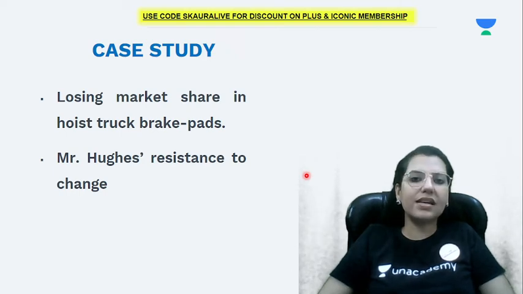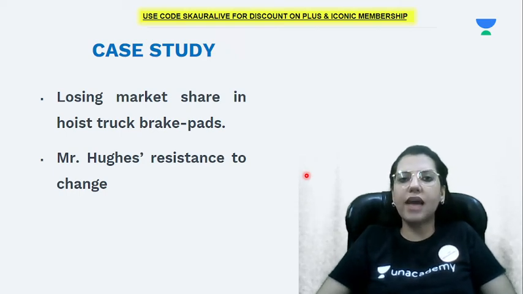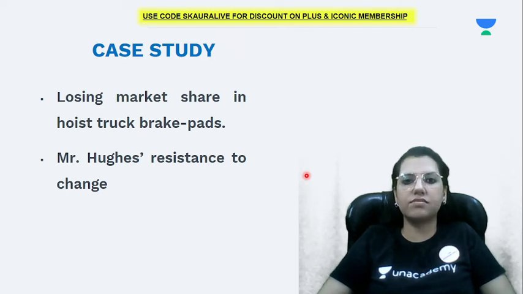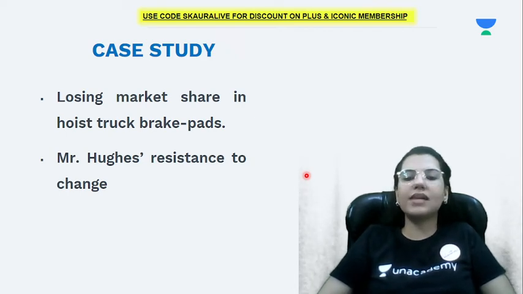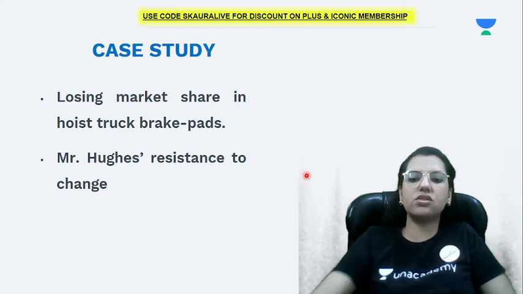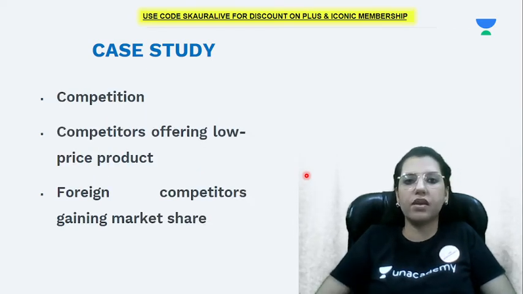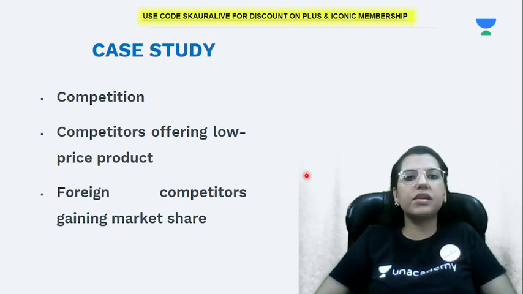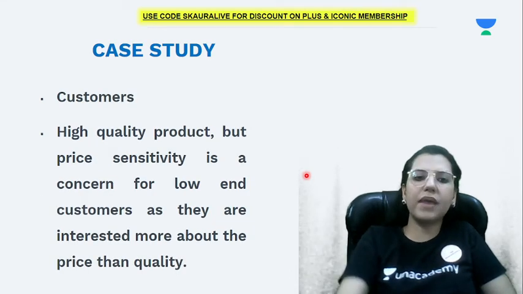Next, losing market share. So basically, if we did a situational analysis, we came to know that they are losing the market share in the truck brake pads. Then we realized that Mr. Hughes was not willing to change, he had resistance to change. Then we did the company, now the competition or the competitors. They are offering low price products, as we saw in the case of the Chinese competitor. They are gaining market share.